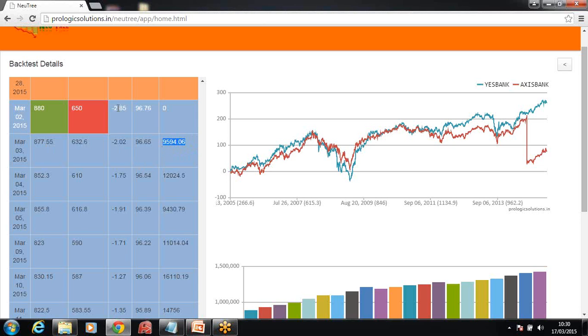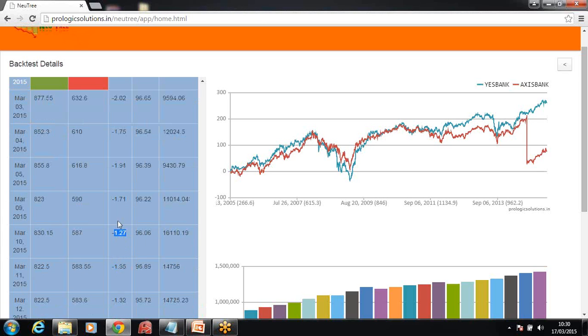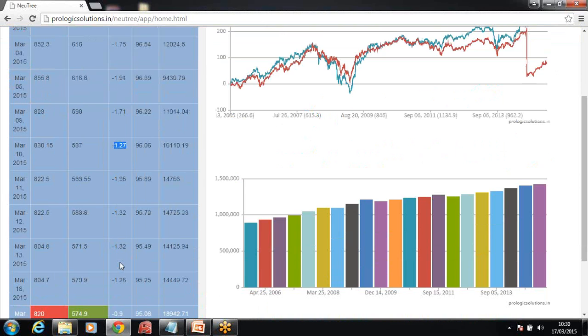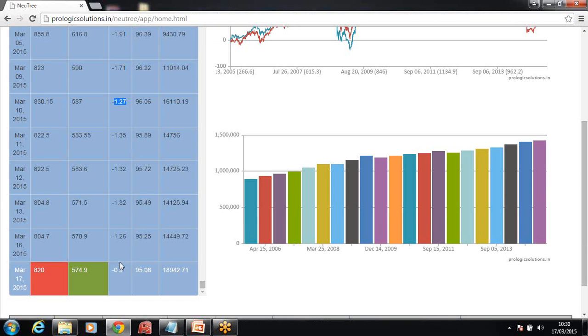Now your Z-score, you can see that it keeps coming down. 2.8 on the first day, second day it is 2.02, the third day is 1.75, again it went up, and again it came down. So your Z-score final target should be 1. 1 is your exit point. So when your Z-score comes to nearly 1, you should exit your trades.